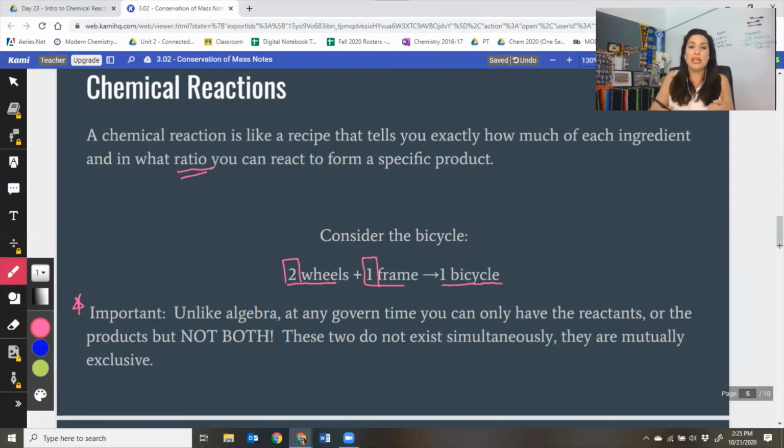What I mean by that is once I take the two wheels and one frame and combine them together to form a bicycle, they no longer exist as separate entities. We no longer have two wheels and one frame because we now have one bicycle. Another way of thinking of this is that all of the reactants are used up to create this product at the end of the reaction. So these two do not exist simultaneously, reactants and products. They are mutually exclusive. Once a reaction takes place, the reactants are gone and all that's left is products.